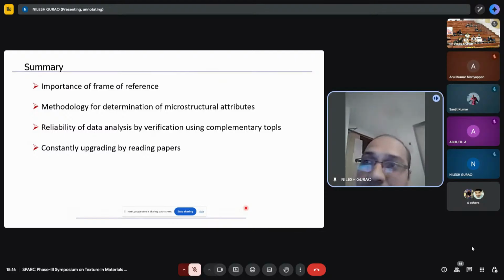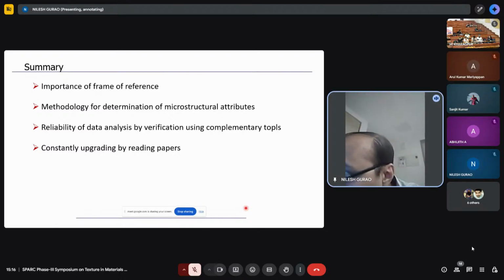I talked only about grain boundaries and GNDs and all, but you can get information about the orientation relationship between two phases. You can look at the triple junctions and so on and so forth. You can look at the intragranular misorientation, deviation, and so on and so forth. All this information can be obtained.